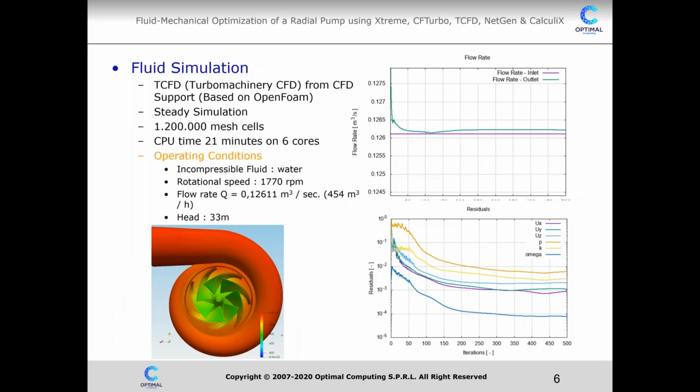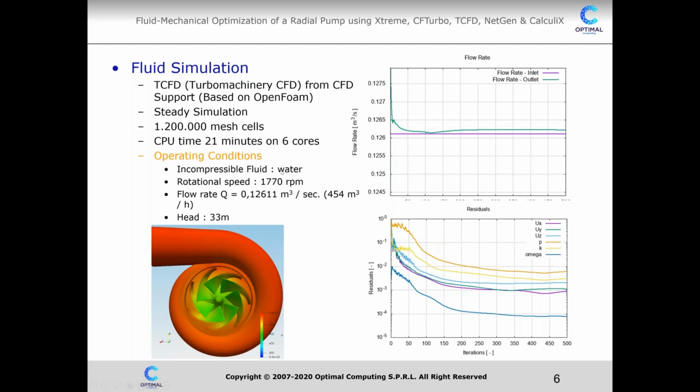For the fluid simulation, we used TCFD, which is also very well suited for this application because it's an accurate software, it's converging fast, it's robust, and it can be launched in a batch mode. So for this case, we use a steady simulation of a pump and a volute. The CFD mesh has more than 1 million cells, and it runs in 21 minutes on a normal desktop equipped with 6 cores.